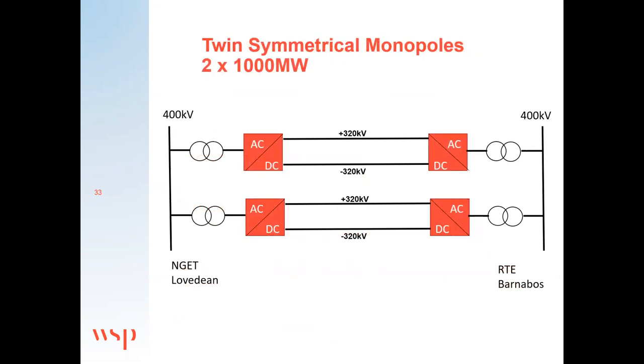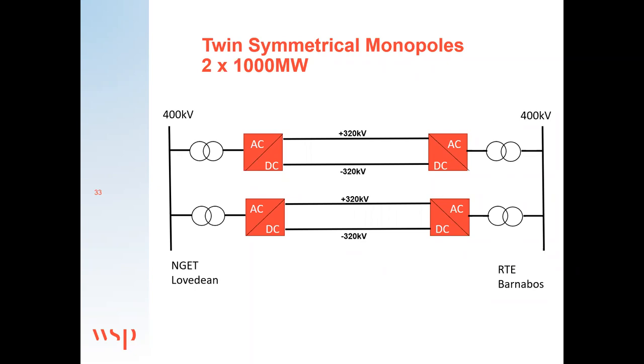For Aquind, what we recommended to the client to achieve 2000 megawatts, there were a number of constraints that we had to take into account. One being that we can't simply build a single 2000 megawatt interconnector. The impact of that tripping would be too disastrous on the British grid, less so on the French grid, because it's a much stronger system.